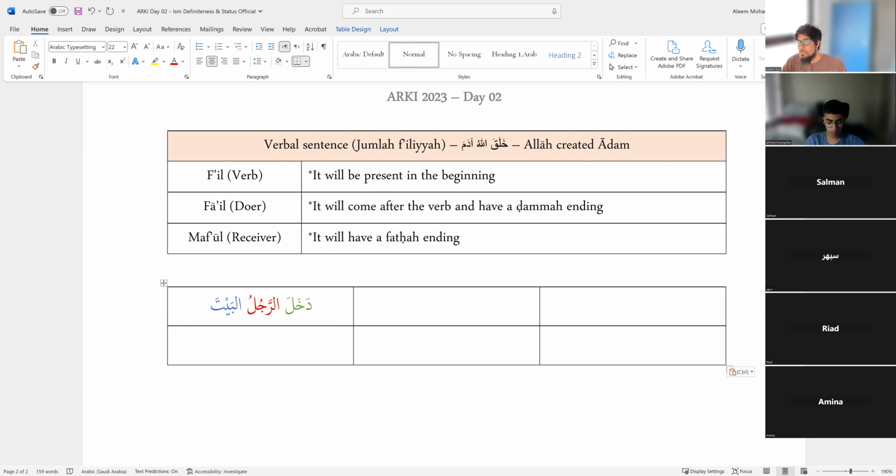Yeah, so Sa'im, to your question, is the maf'ul not the detail? It can be called the receiver, or it can be called the detail. It really depends on which maf'ul type you're using, which we'll get into, inshallah ta'ala, soon. Yeah, so the definitions is dakhala means to enter, rajul means man, and bayt means house.